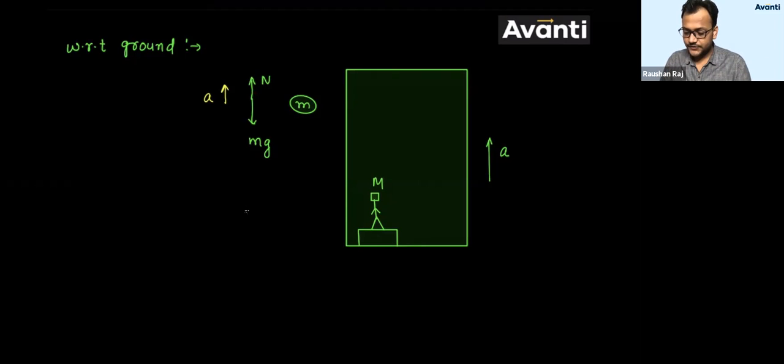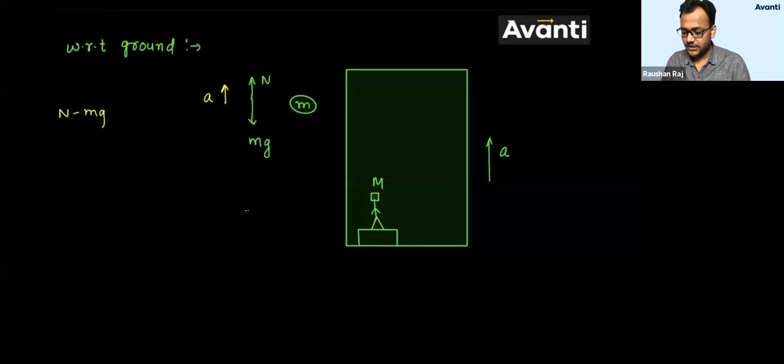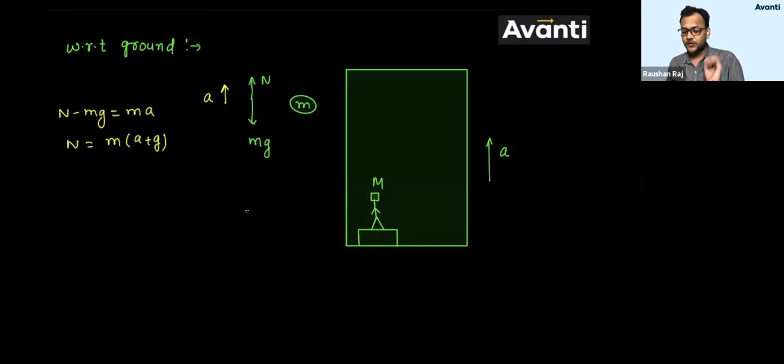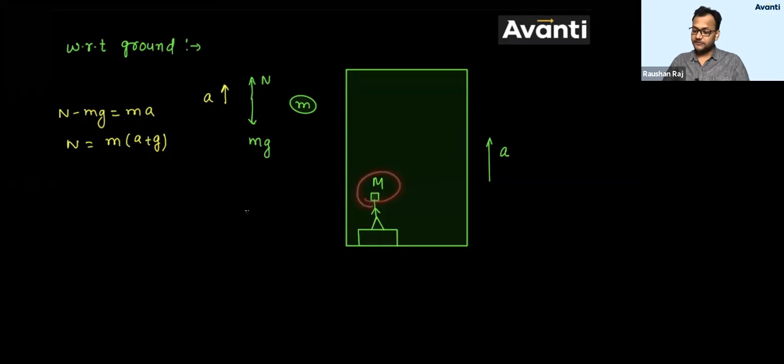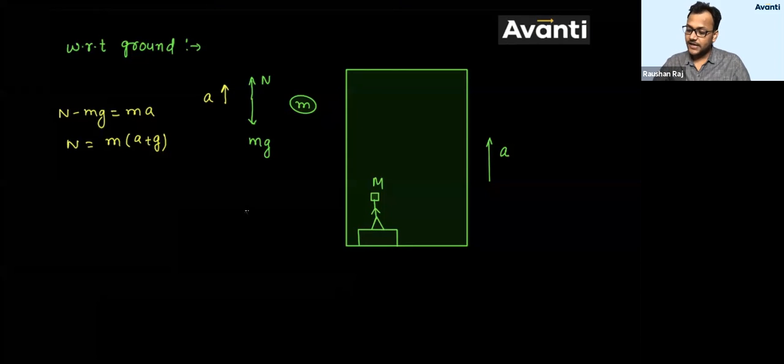So I write N minus mg equals m into a, so N equals m into (a plus g). With respect to ground, this is the normal reaction we have got. If you look at this value, suppose the weight of this man is 72 kg outside the lift when the lift was at rest. When the lift accelerates with acceleration a, the apparent mass of the man will be greater than m.